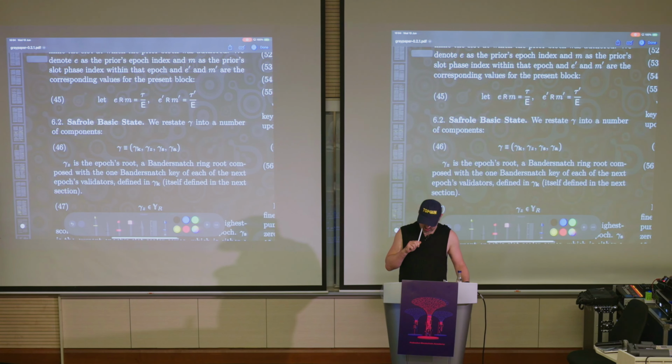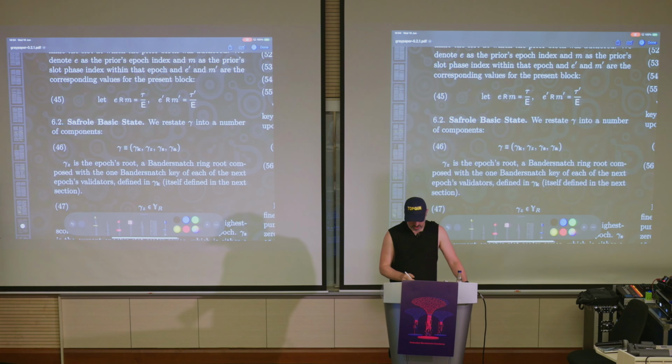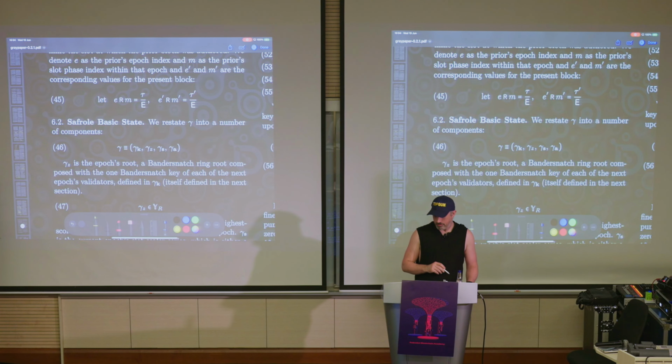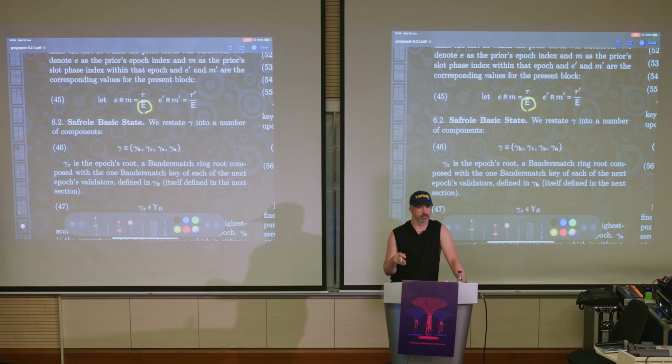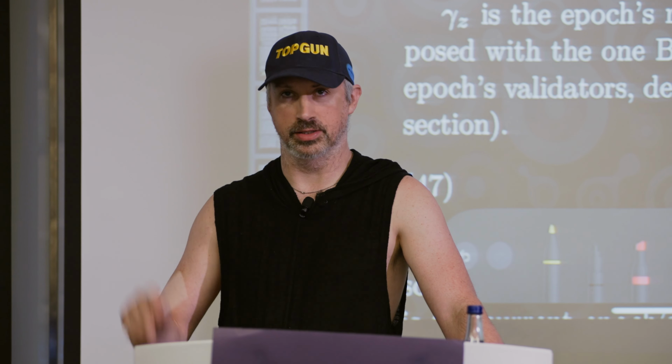Okay. Now we have some more interesting stuff. E remainder M is tau divided by the epoch length. Epoch length, this capital sans serif E, is 600. I already mentioned that: the 600 time slots in an epoch, each time slot 6 seconds. 600 of them means it's an hour.